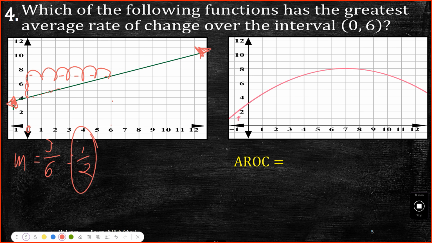Okay, so now here, this one is an average rate of change. Why? Because it's a curve. So for this curve, whatever I get is going to be an average. So this is going to be 5 over 6. So now tell me, which one is bigger? Is 1/2 bigger or 5 over 6 bigger? I think 5 over 6 is bigger than 1/2.